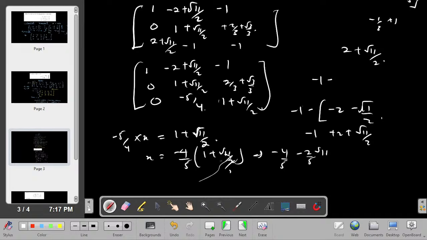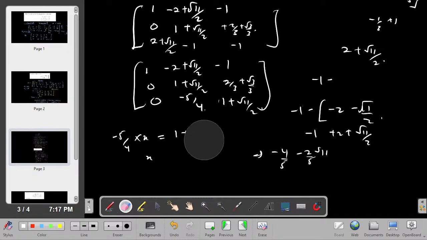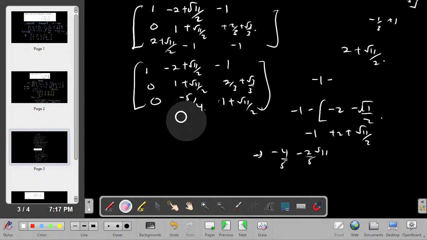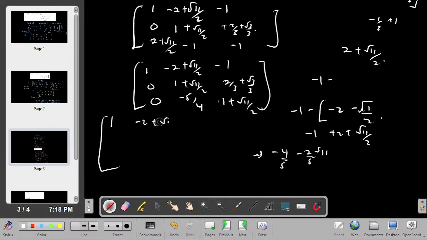So let me clean here. So I need to multiply this here by this expression. So I need to multiply my last row by this expression. Okay. So I'm multiplying my last row by this expression, so I'm supposed to get a value that will cancel this. So here we can use our calculator nicely. We know that when I multiply this by this, I can erase this. So finally, I'm supposed to get 1, minus 2 plus root 11 over 2, 1, 0.